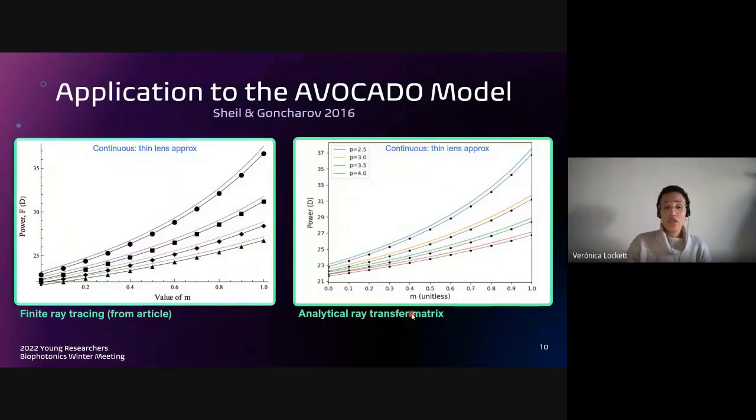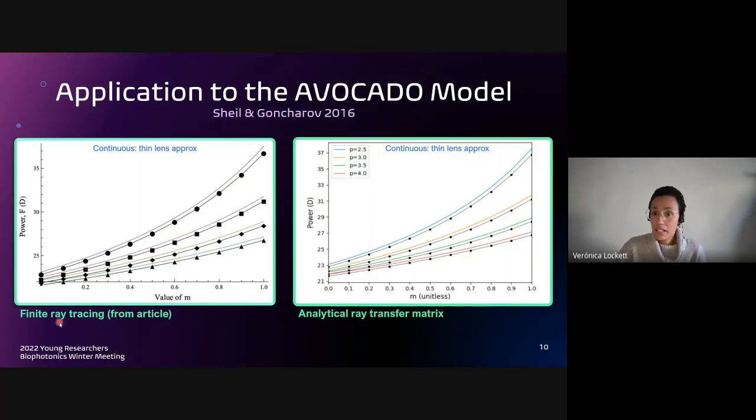We also wanted to apply this to different models. So we applied it to the Avicano model, 2016, and this is the graph that appears in their paper. These are the values of m. They use a parameter m in their formulation. If you want to know exactly what it is, you can just go to their article, 2016. It's easy to find. So this is the power in terms of the m value, which is a power in their equations. These are the lines that they find.